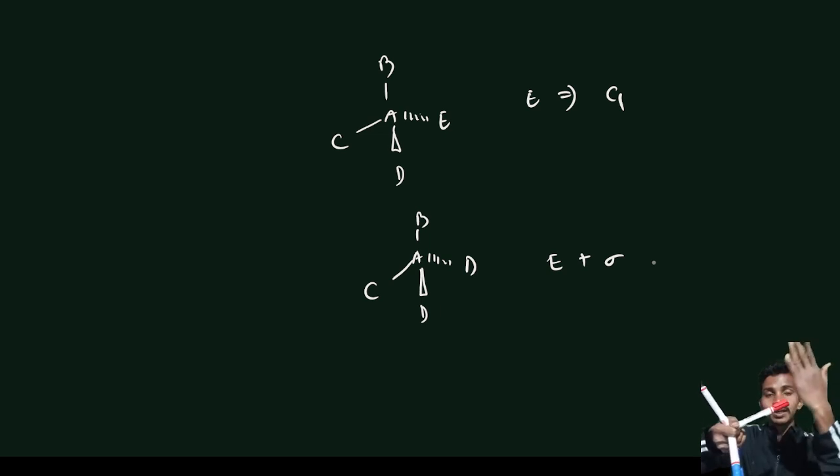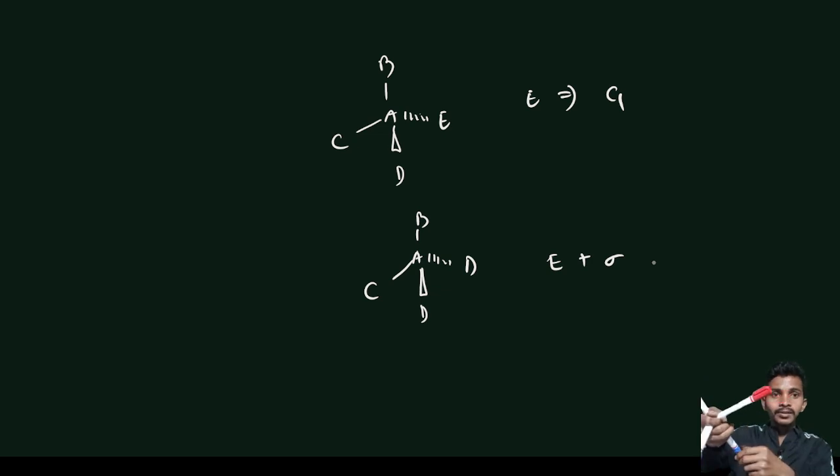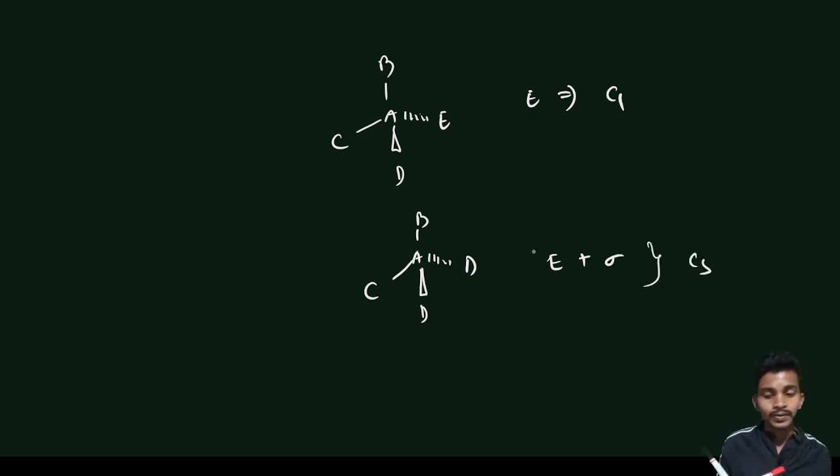Yes, if I cut the plane through this and this, then this will reflect to this. So sigma is also there. So the point group, if sigma is there, then it is Cs. So the Cs point group will be present. Okay.